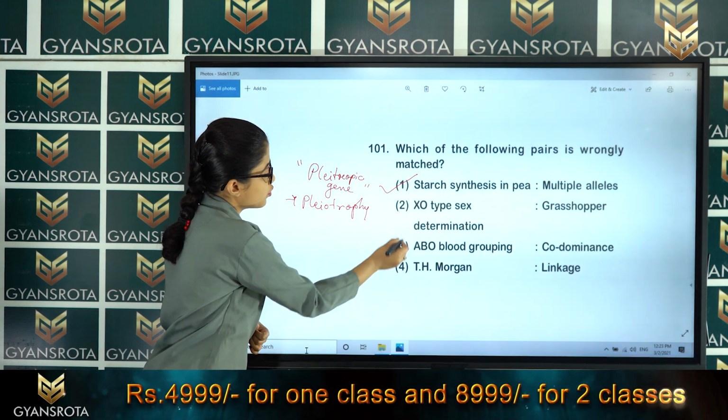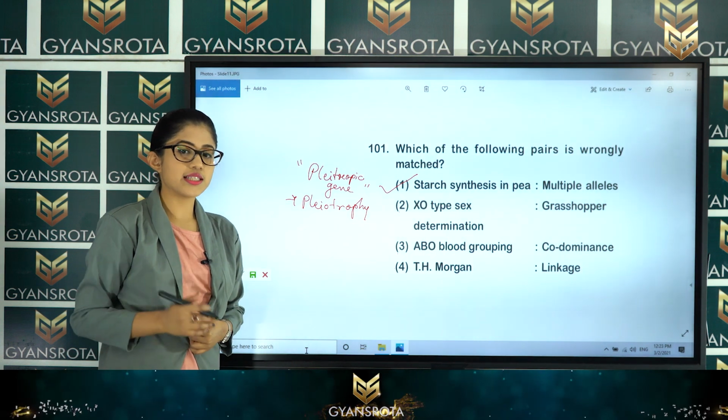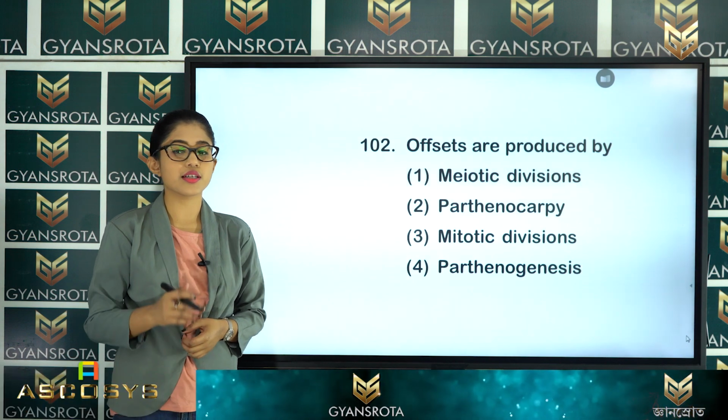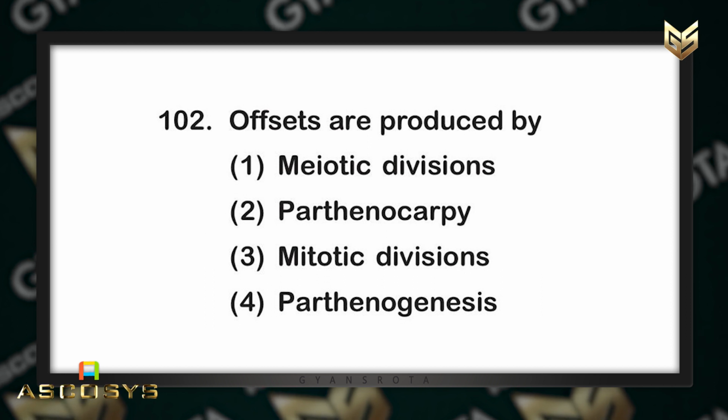Whereas option number 2, then 3 and 4, these are correctly matched. Now let's see the next question. In the next question, as you can see here, question number 102: Offsets are produced by meiotic division, parthenocarpy, mitotic division or parthenogenesis.